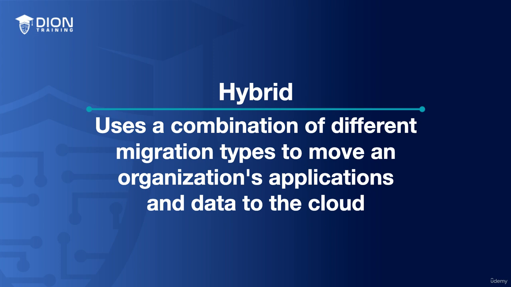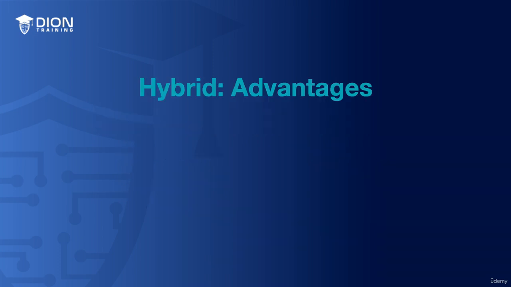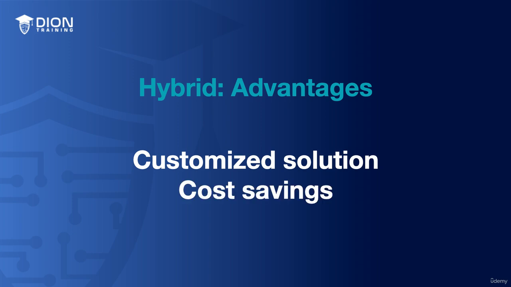Hybrid migration involves using a combination of different migration types to move an organization's applications and data to the cloud. This type of migration can be a good option for organizations that have a mix of applications and data that require different migration strategies. There are several advantages to a hybrid migration, including your ability to achieve a customized solution and cost savings. Hybrid migrations provide a customized solution because they enable organizations to use different migration strategies for different applications and data. These hybrid migrations can also result in cost savings since they enable organizations to take advantage of the benefits of the cloud for each application and data set.